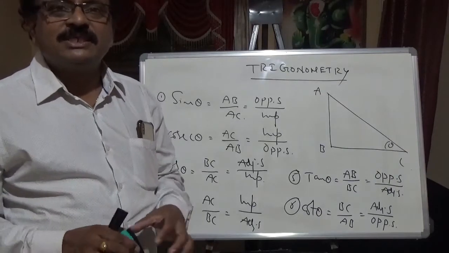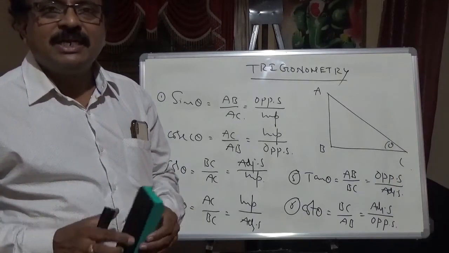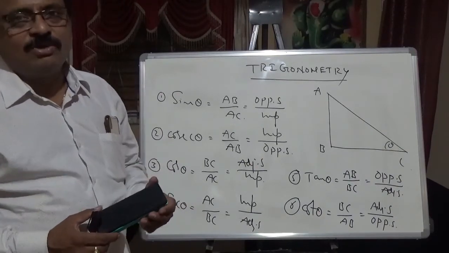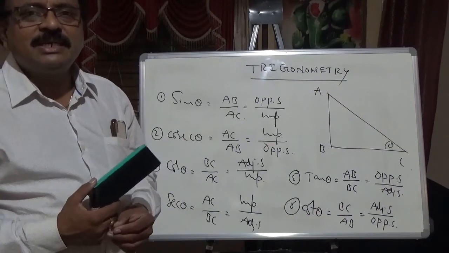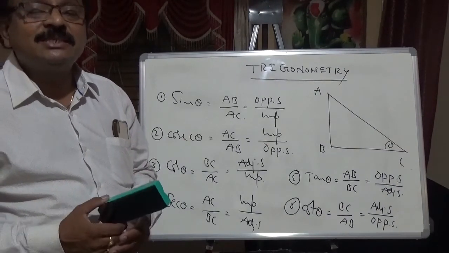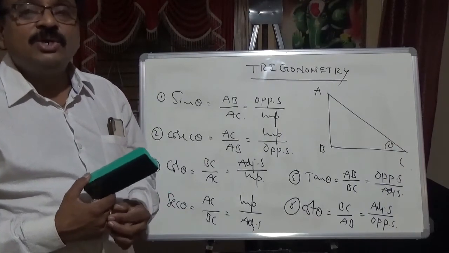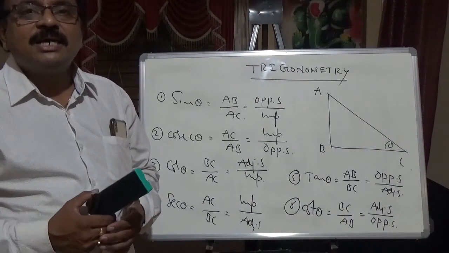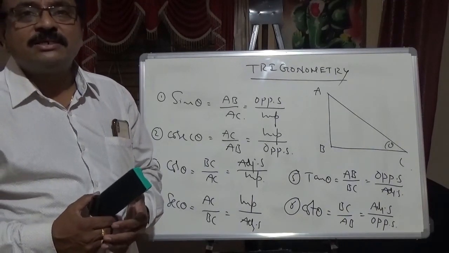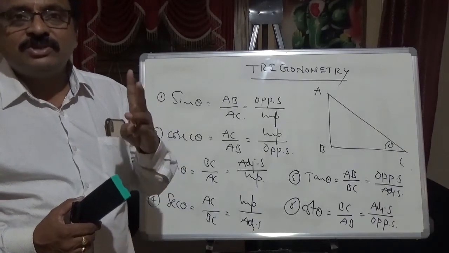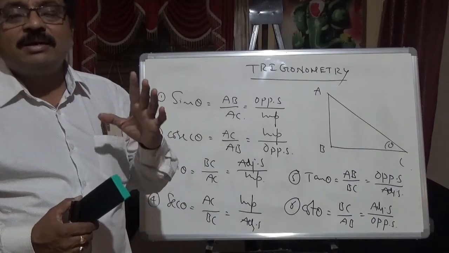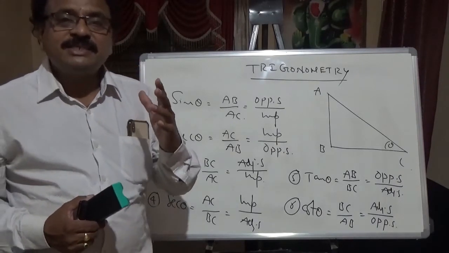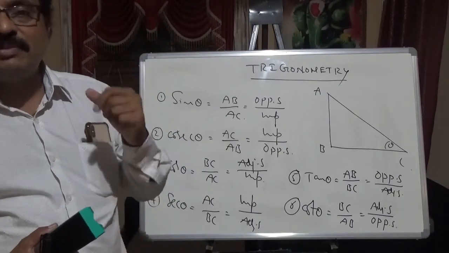Today we are going to discuss the trigonometry chapter. First of all, the introduction is very important. What is trigonometry? Trigonometry is the subject that deals with three sides and three angles. Trigonometry is a Greek word: trigonon and metron. Trigonon means three sides and three angles. Metron means measurement. So we are measuring the three sides and three angles. We are discussing that part.